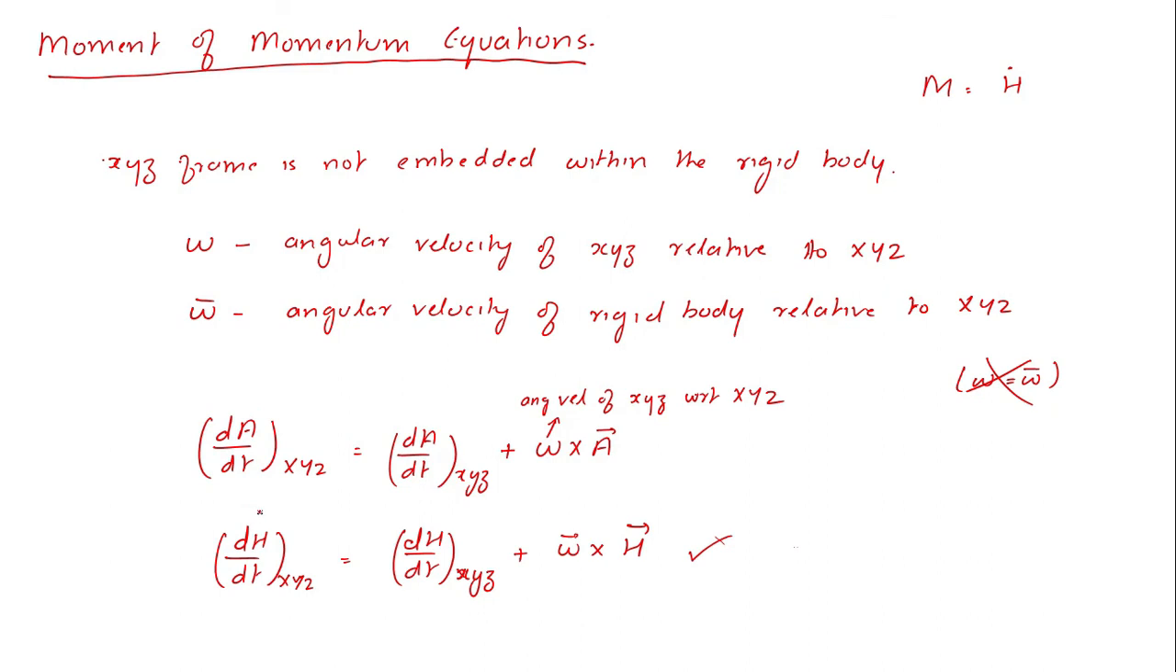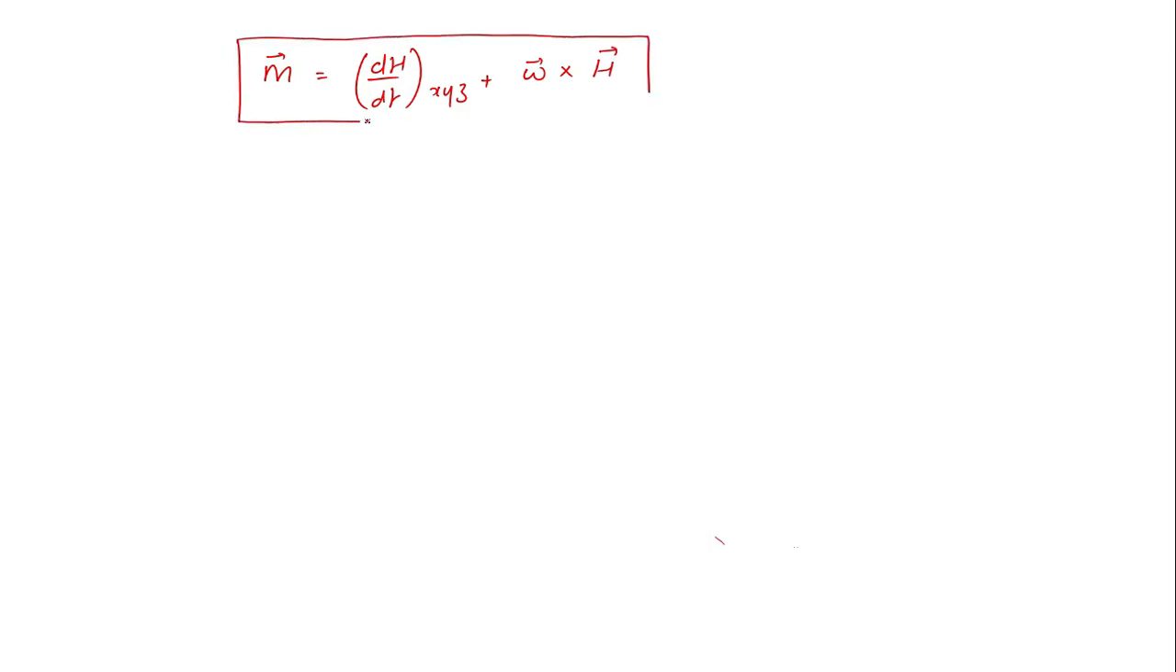Now the derivative of the angular momentum vector with respect to capital XYZ is the moment of forces with respect to that point. So as such I can write this as M vector is equal to dH by dt with respect to small xyz plus omega vector cross H vector. So this equation we had seen.